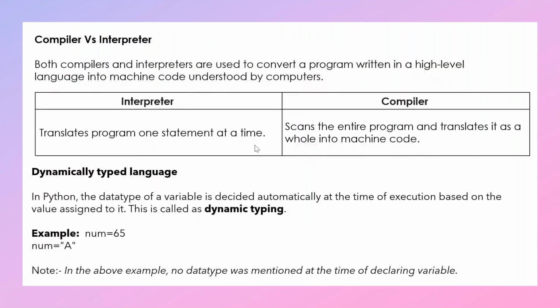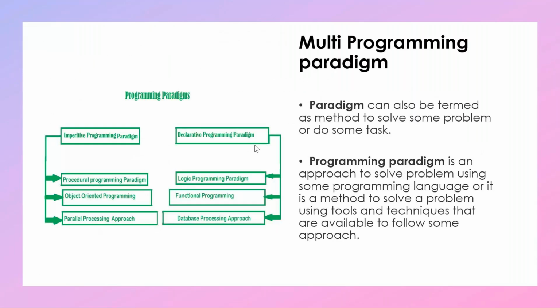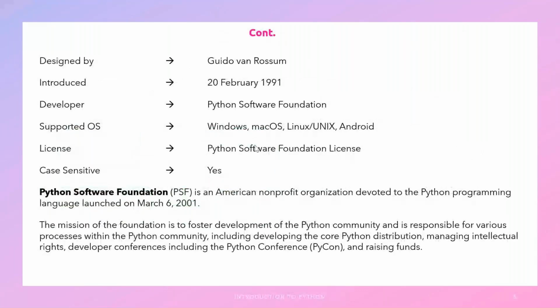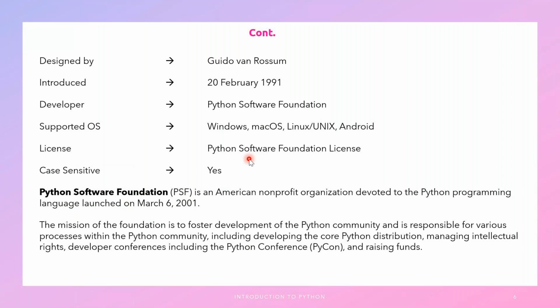So we discussed compiler versus interpreter, what is dynamically typed, garbage collection, high-level and low-level programming languages. And we discussed the multi-programming paradigm. And there's some history about Python: currently who is managing it and which year it was introduced. And it's a case-sensitive language, and it supports all the platform OS.